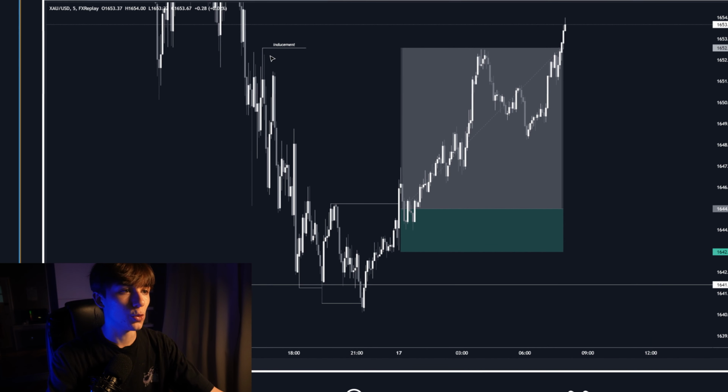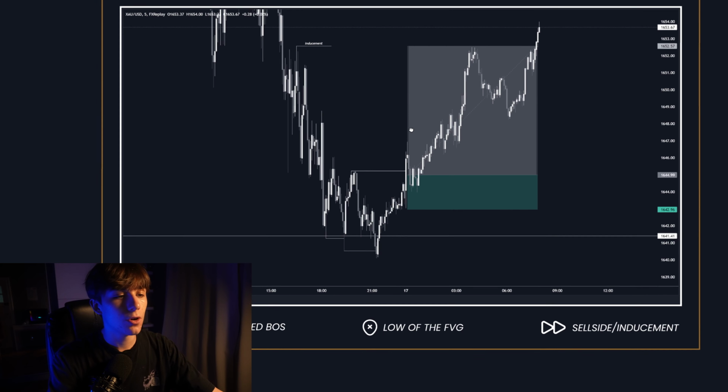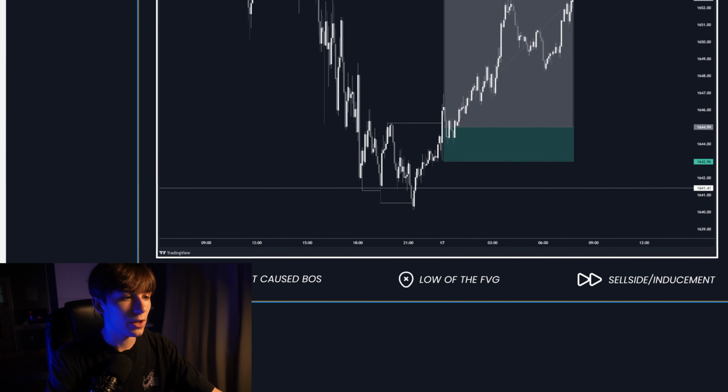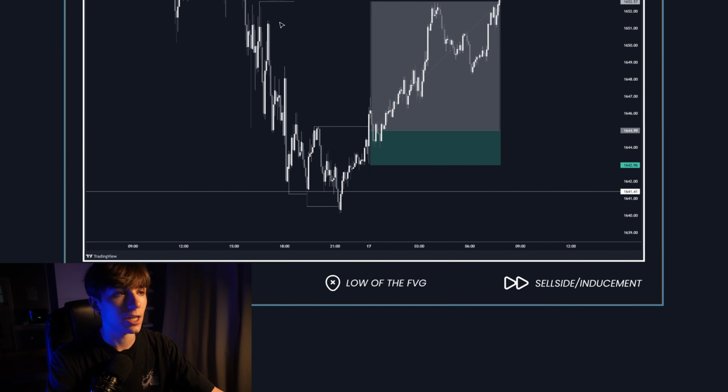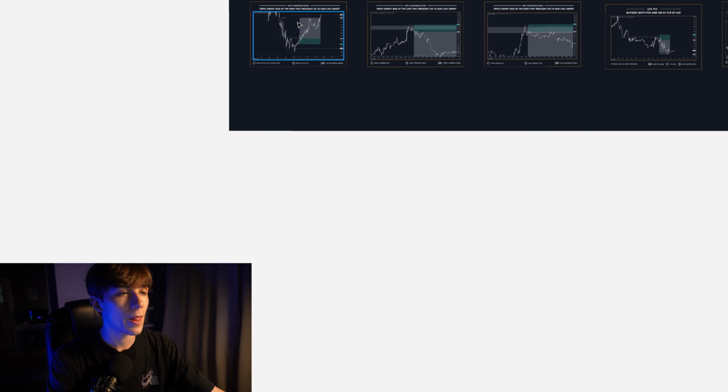The target is just really clean inducement, so this buy side liquidity high with this. Why is this inducement? Because it's below this order block. So again, minute 5 fair value gap equilibrium that caused a break of structure is my entry. The stop loss is at the low of the fair value gap, and the target is the sell side inducement below that order block. So that's it.